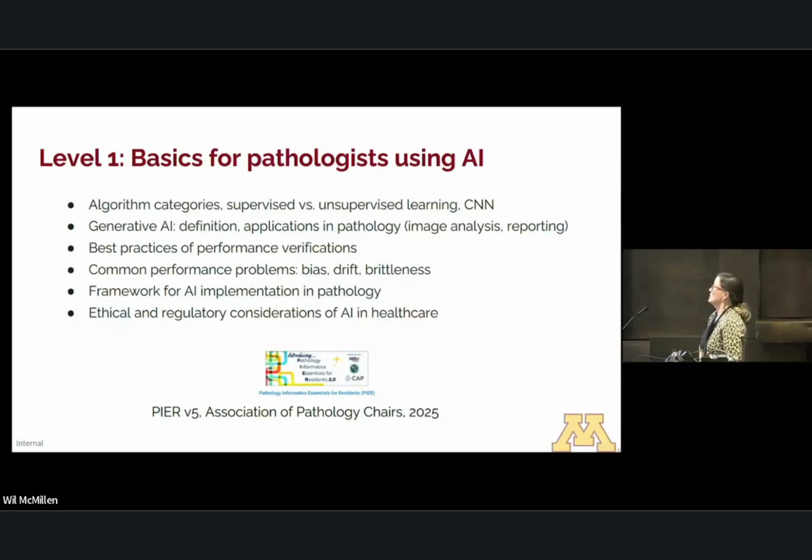What are the limitations and common performance problems that may be encountered, and how will you recognize them, and what do you do about it? And then I'll talk a bit more about the framework for AI implementation. And really importantly, understanding the sources and implications for ethical bias, and then obviously very important to pathology, regulatory considerations as well.